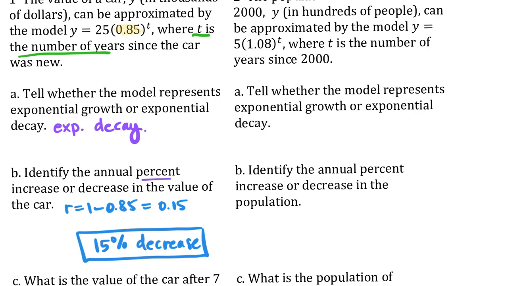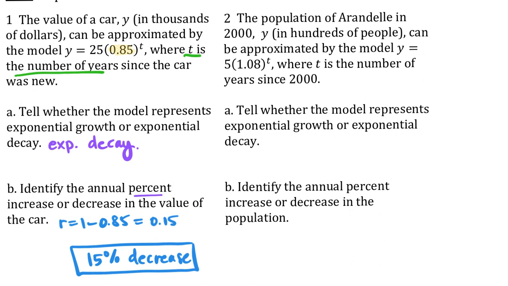Okay, let's try one more that's like that. And these look crazy, but we're going to read them, and they're not that bad. Okay, so this is the population of Arendelle in 2000. Y in hundreds of people can be approximated by the model y equals 5 times 1.08 to the t. Since the exponent is a variable, this is an exponential model. T is the number of years since 2000.